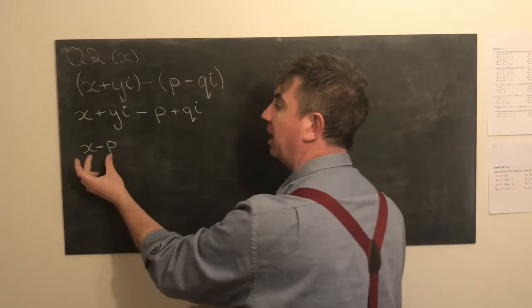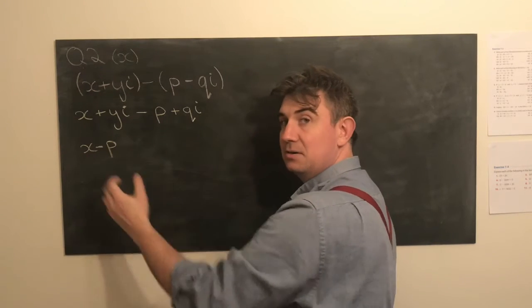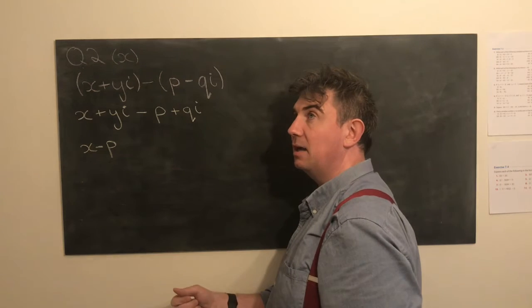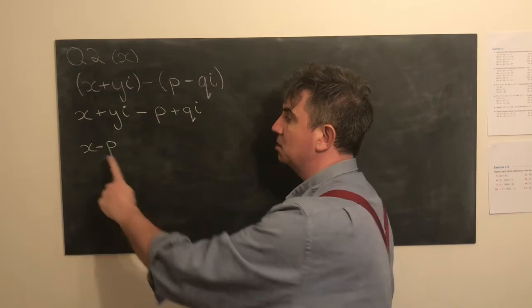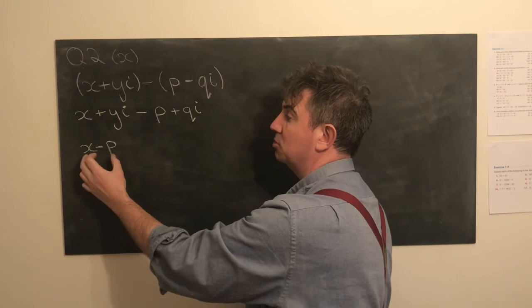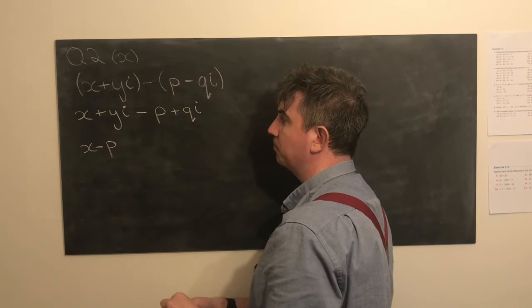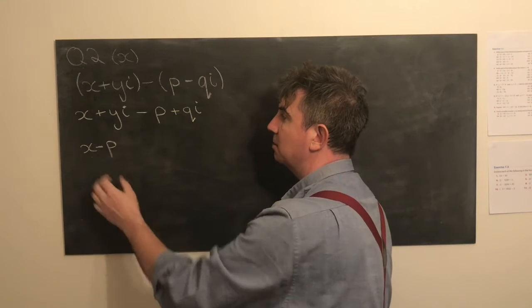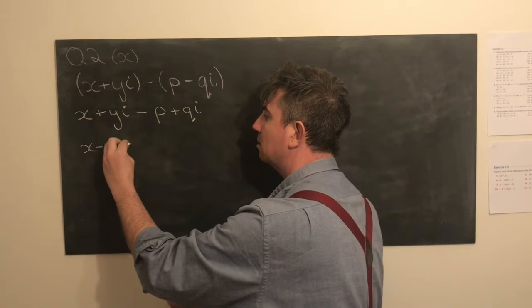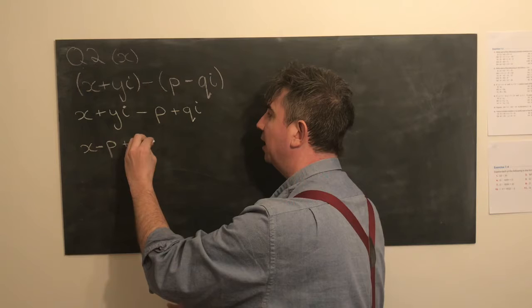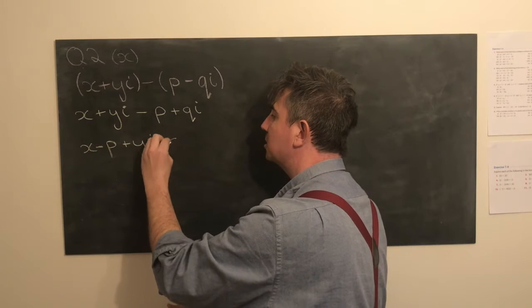And I cannot combine these two things together because they're two different letters. Right? We cannot add elephants and sheep together. So we have x's and we have p's, and we have to keep those two things separate. We cannot combine them with the operation of subtraction. So that's a real part. And then we have plus yi plus qi.